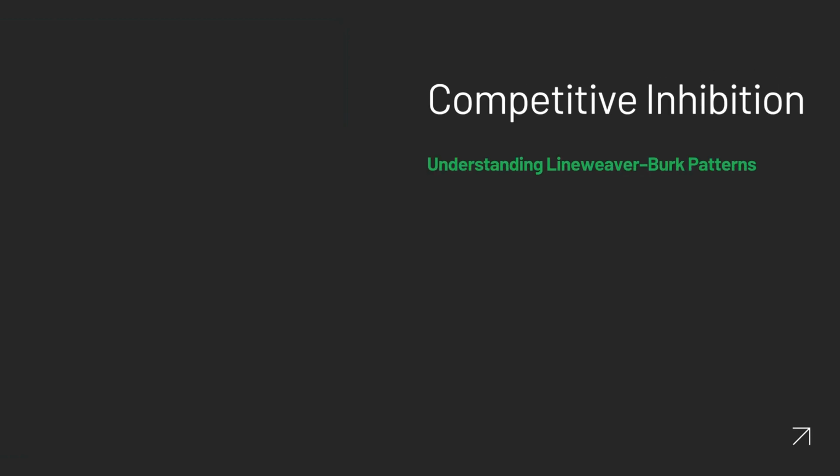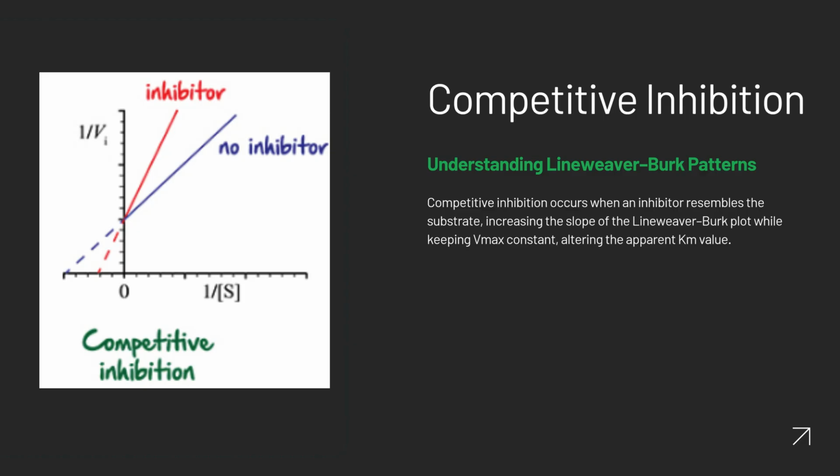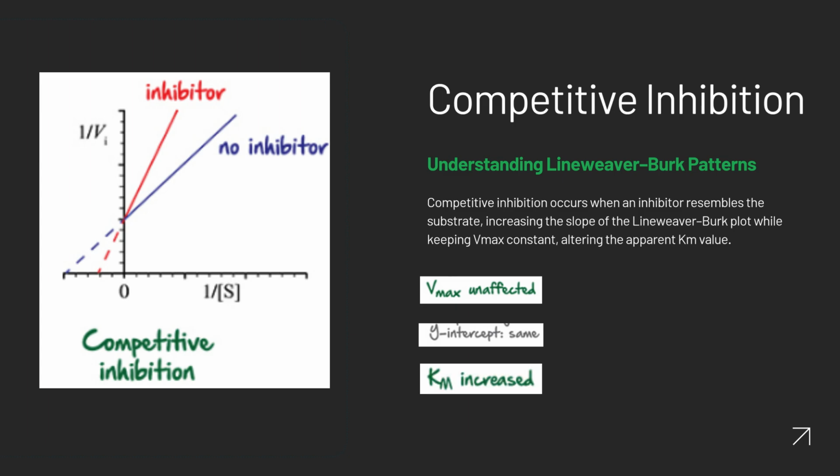Now, inhibitors. In competitive inhibition, the inhibitor competes with the substrate for the active site. On the LB plot, Vmax stays the same, the y-intercept doesn't move, but the x-intercept shifts towards 0, meaning Km increases. The line gets steeper.